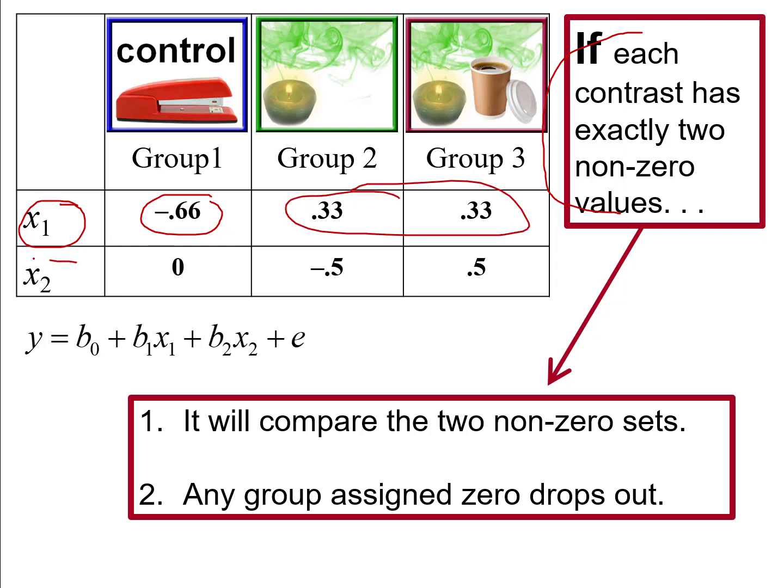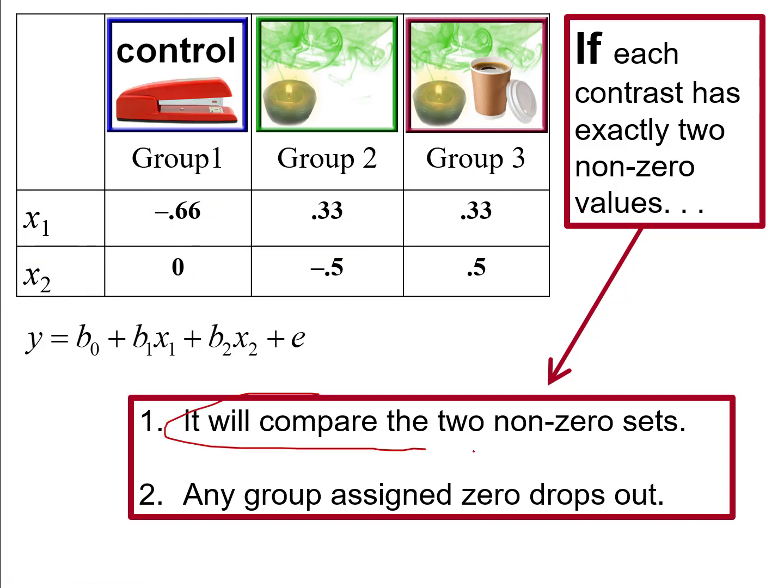For contrast 2, for our second x variable, we have one value that actually is 0, and then we have two non-zero values, a negative 0.5 and a positive 0.5. So when you follow this additional rule, it makes your beta weights easy to interpret because each beta weight is going to compare the two non-zero sets of groups.